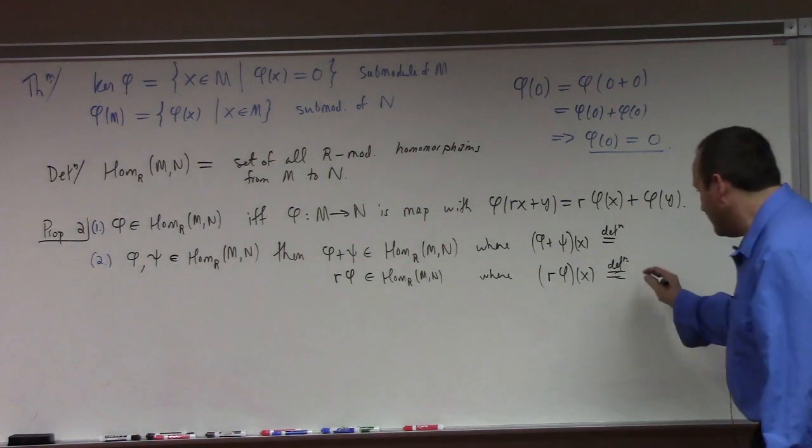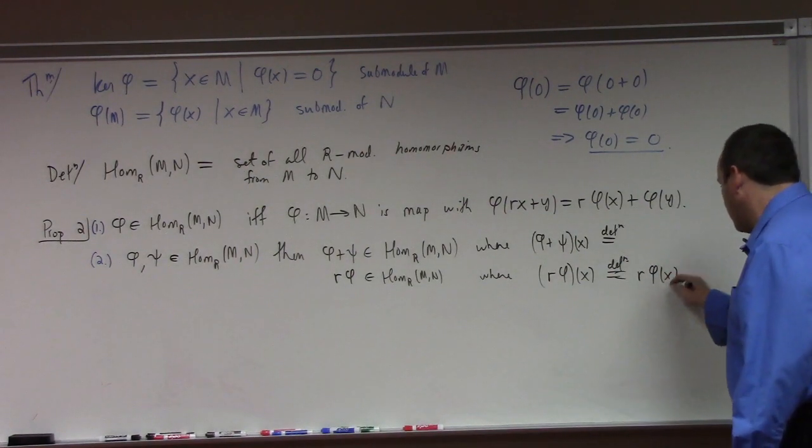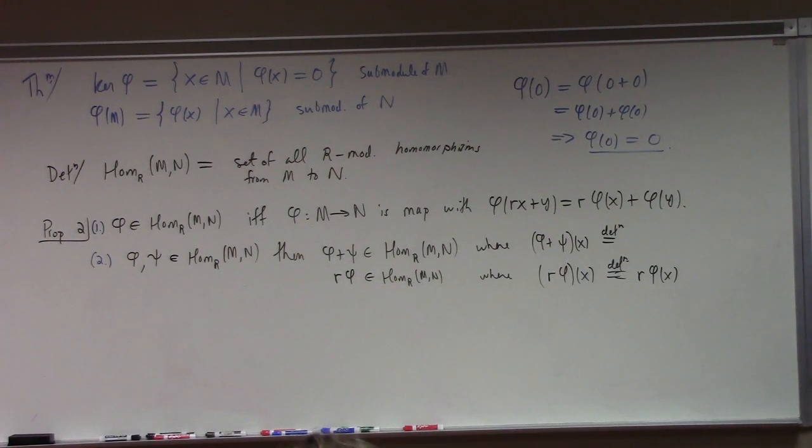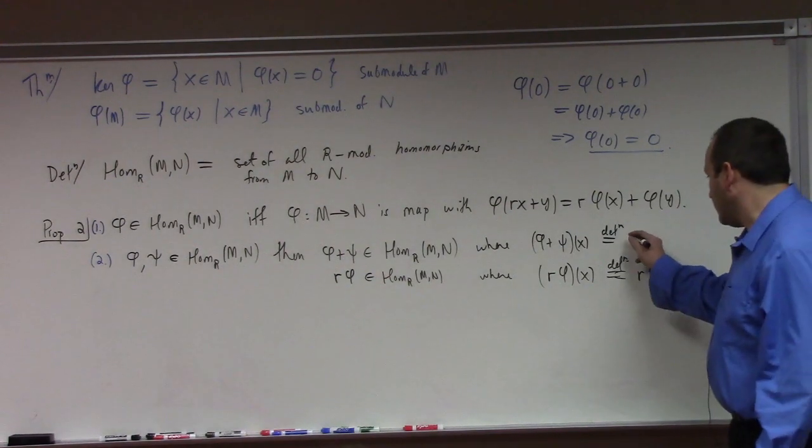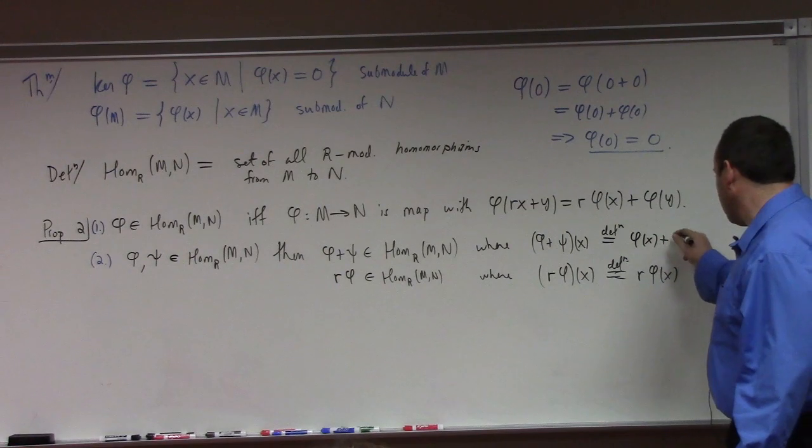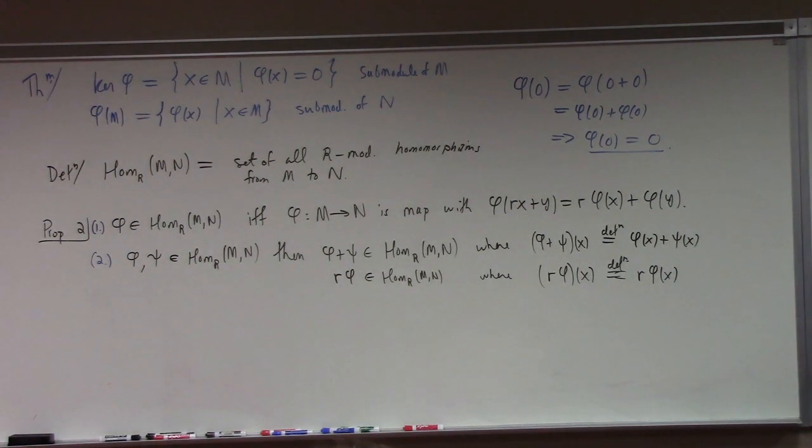I'll do the second one. R phi of x. So we just define scalar multiplication of a map by the pointwise rule that I just gave. Just like you learned in pre-calculus, we add functions pointwise. So what's my first definition that I haven't written down yet? It's phi of x plus psi of x. We have a winner, yes. So what does this mean? The set of R-module homomorphisms from M to N, the sum of two such things is such a thing. A scalar multiple of such a thing is such a thing.